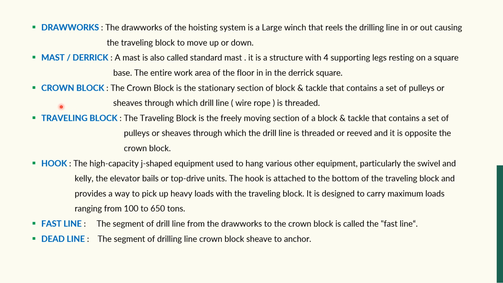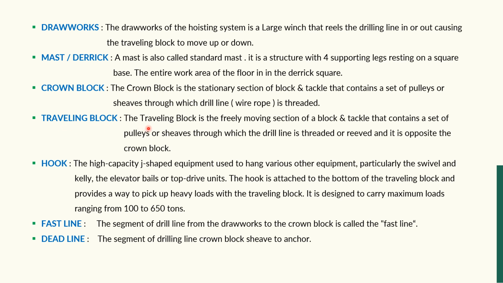Crown block. The crown block is a stationary section of the block and tackle that contains a set of pulleys or sheaves through which the drill line is threaded. The crown block is stationary. The crown block is static. It does not move.